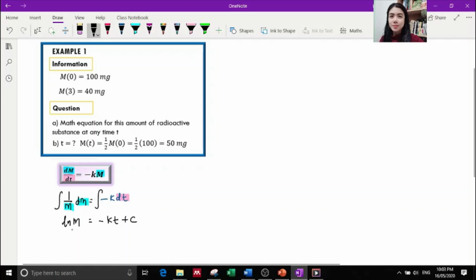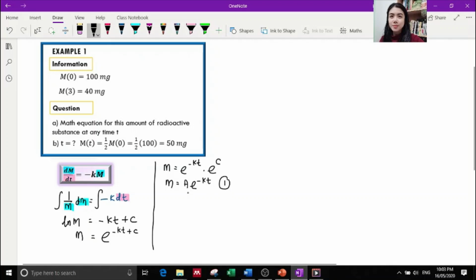Now we exponentiate both sides. If you exponentiate the left hand side, you have m only. If you exponentiate the right hand side, you have e to the power of minus kt plus c, which you can split into two: e to the power of negative kt multiplied by e to the power of c. And e to the power of c is actually a constant, so you can change it into another constant, let's say a. So we have a multiplied by e to the power of negative kt. Let's name it equation number 1.